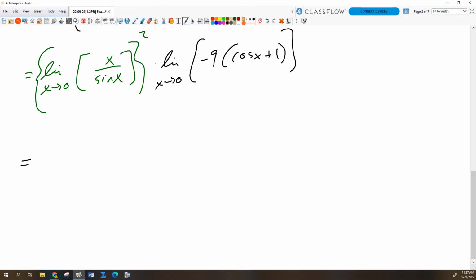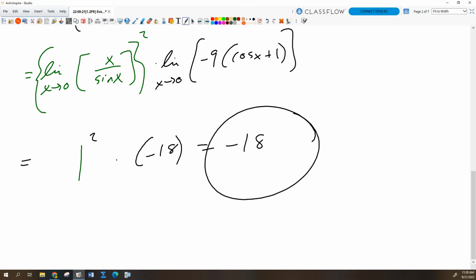So this whole thing just gives me 1 squared times, if I evaluate this limit, what do I get? What's -9 times the quantity cosine x plus 1 as x goes to 0? Anybody agree? Because this is going to become 1 plus 1, right, times -9. There it is. Okay.